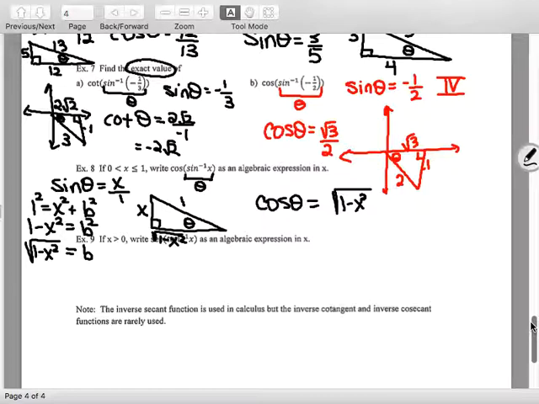Now, why do you think I put a qualifier of x is between 0 and 1, now that you look at our answer? Why do I have that? You can't have a negative under the square root, okay? That's all. All right, so now you guys try example 9. This one says if x is greater than 0, write secant of inverse tangent x as an algebraic expression in x.